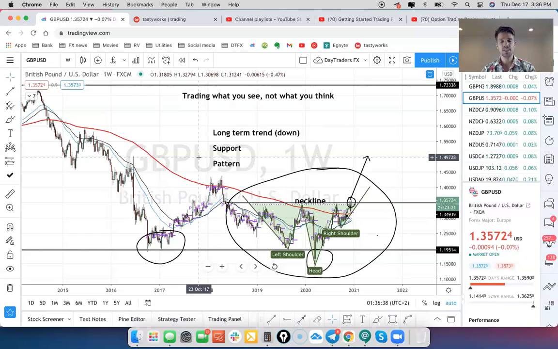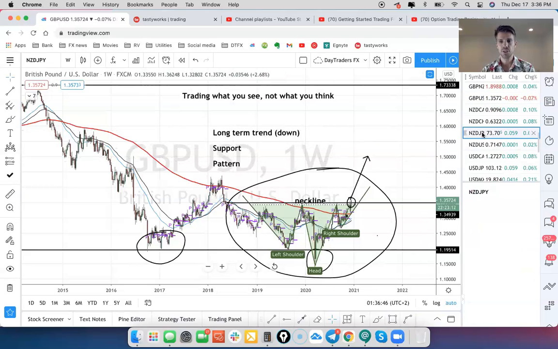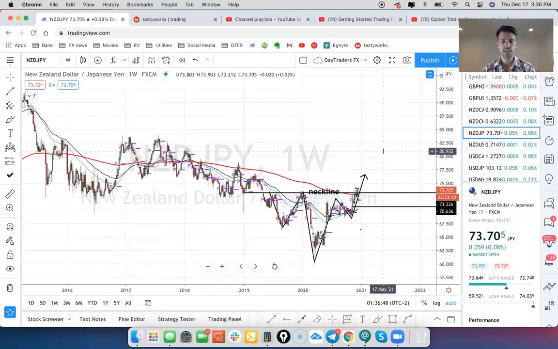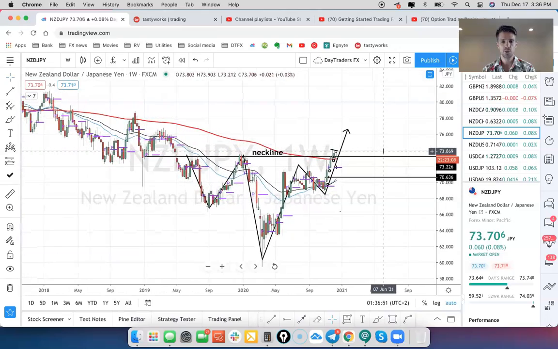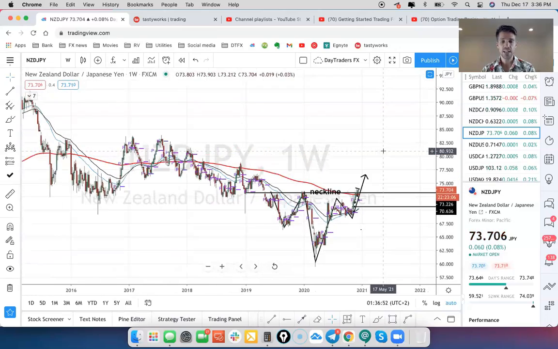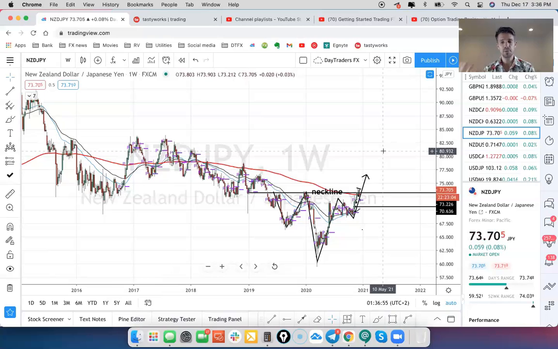And that's going to come once again from looking at these types of patterns. Another example of that, there's the pound dollar. Here's something that I've been trading quite a bit in the group: New Zealand yen. The yen has a big impact with the stock market. If the stock market is strong, the yen is weak. And if the stock market is weak, then the yen is strong. So upward movement on this pair means yen weakness.